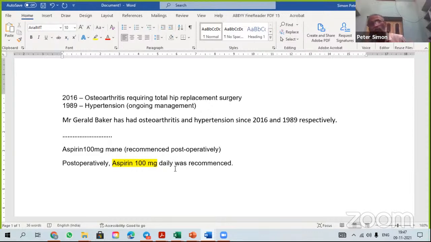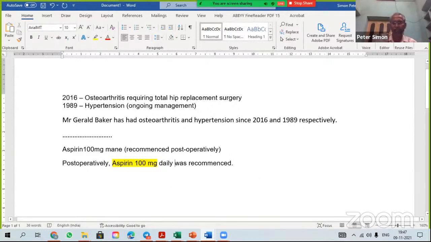So post-operatively, aspirin 100 mg daily. Mane means every day, daytime, morning. Nocte means nocturnal, night time. Mane means during daytime, so daily. So 100 mg aspirin daily, post-operatively, was recommenced. That's enough. This is one sentence. How you are writing these sentences is very, very important. I'll take the other sentences.